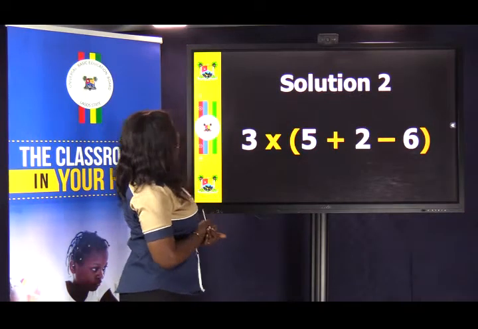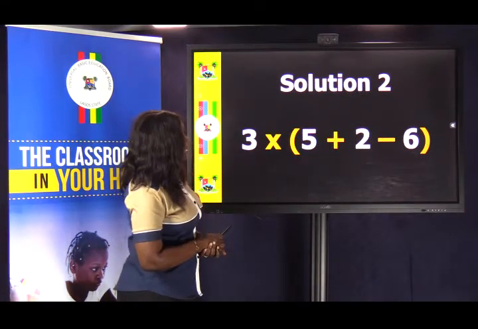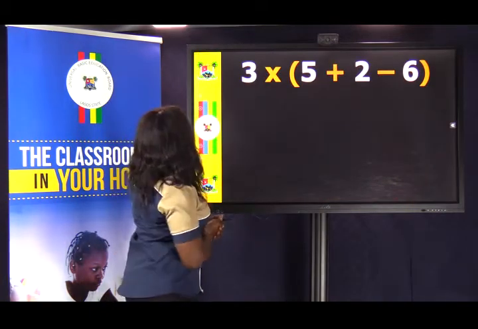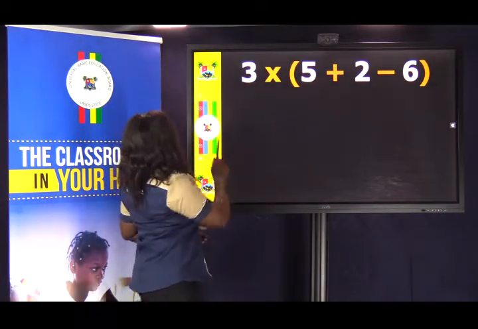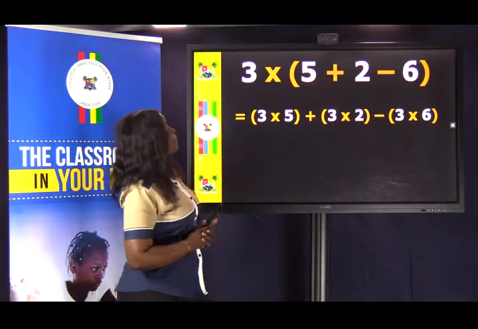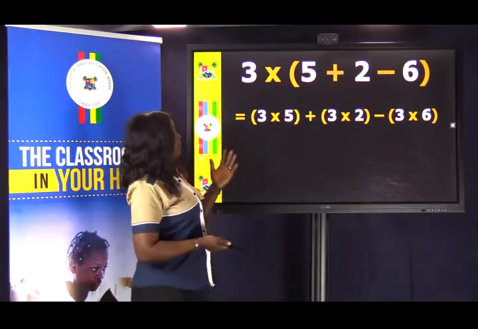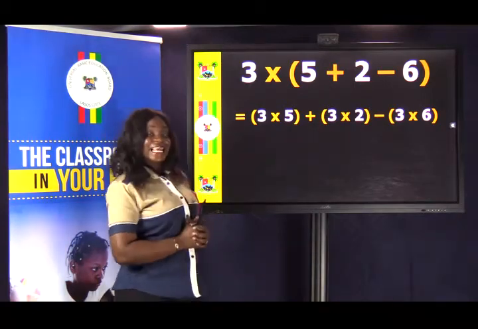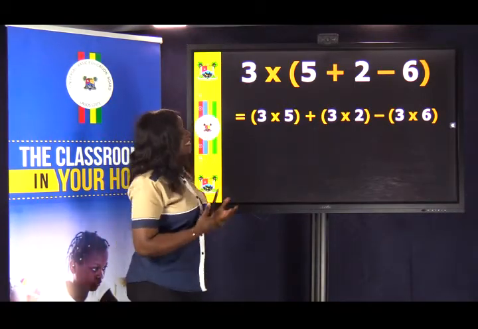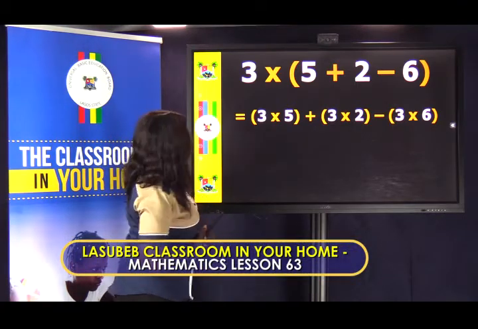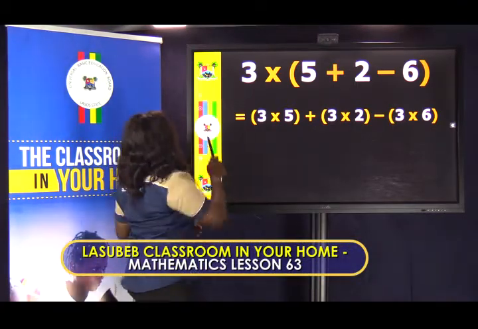3 times, open bracket, 5 plus 2 minus 6, close bracket. What do we do? The same thing we've been doing from the beginning of the lesson. Use the number 3 to multiply all the numbers in the bracket. What are the numbers in the bracket? 5, 2, and 6. Taking note of where your signs are. 3 times 5 plus 3 times 2 minus 3 times 6.